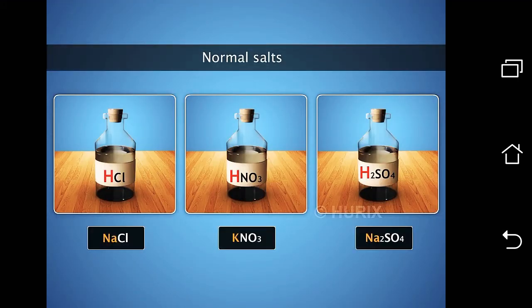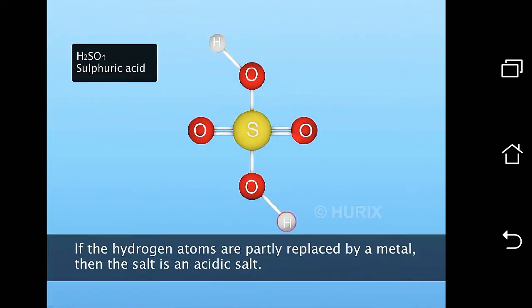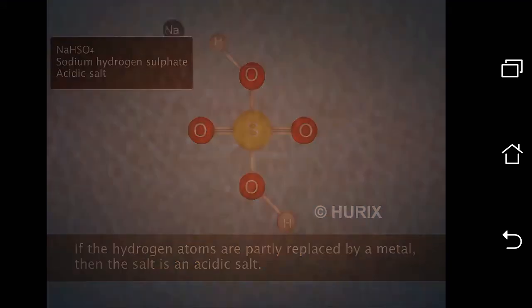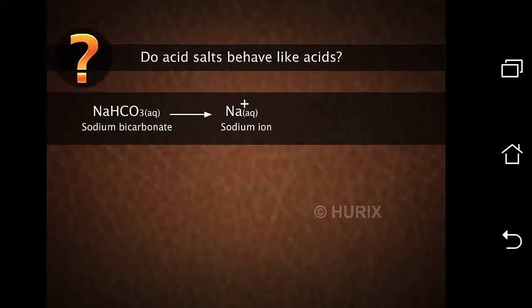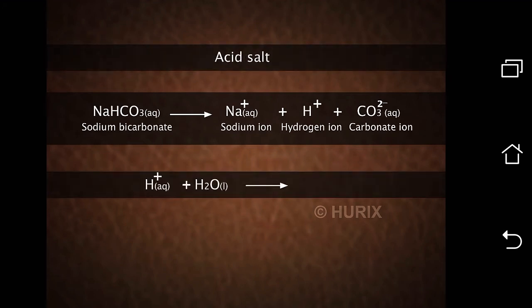If all the hydrogen atoms are replaced by a metal or ammonium ions, then the salt is a normal salt. If the hydrogen atoms are partly replaced by a metal, then the salt is an acidic salt. Do acid salts behave like acids? When acid salts dissociate in water, they yield hydrogen or hydronium ions along with metallic ions.